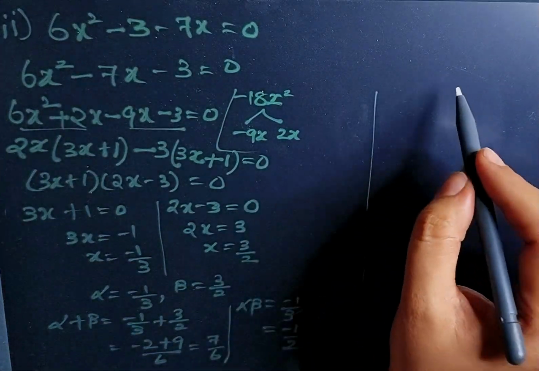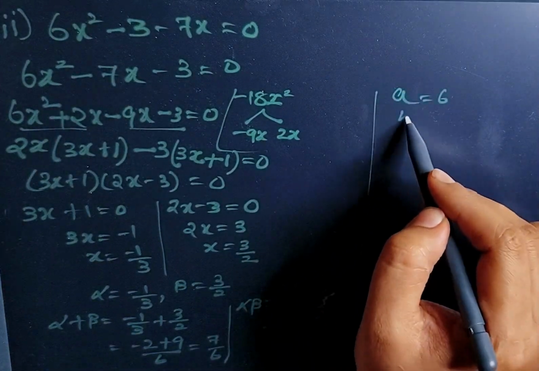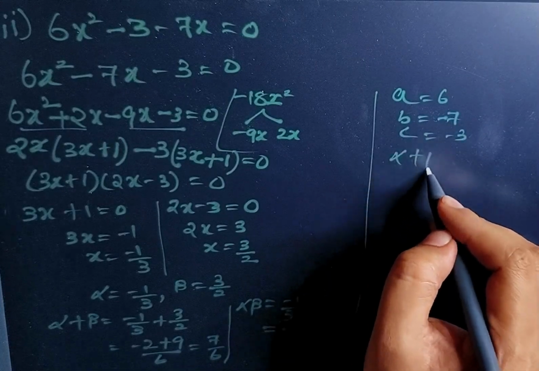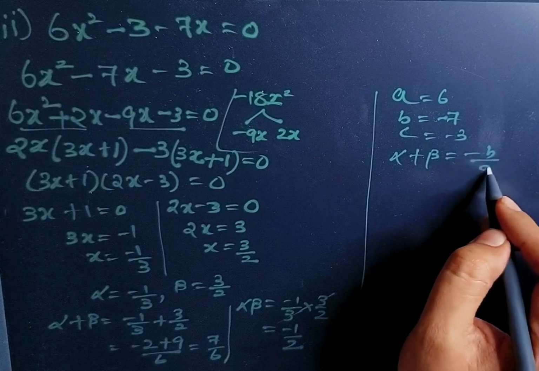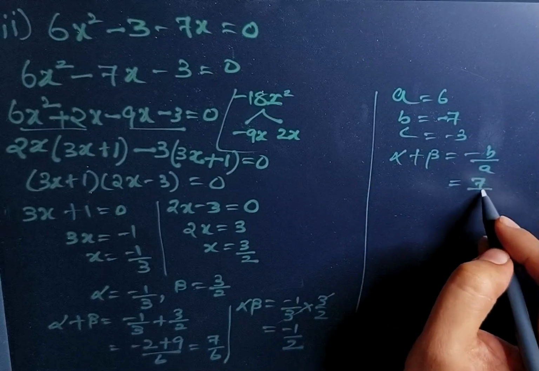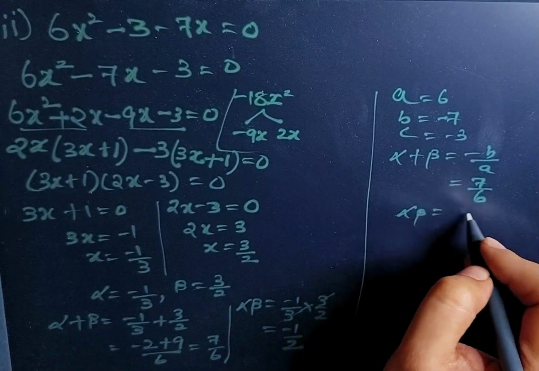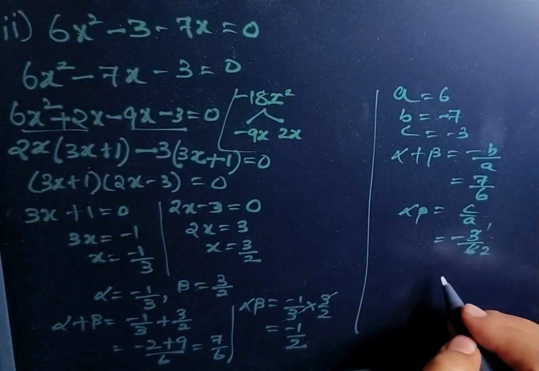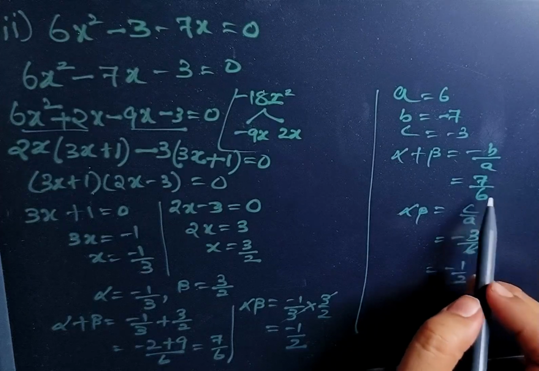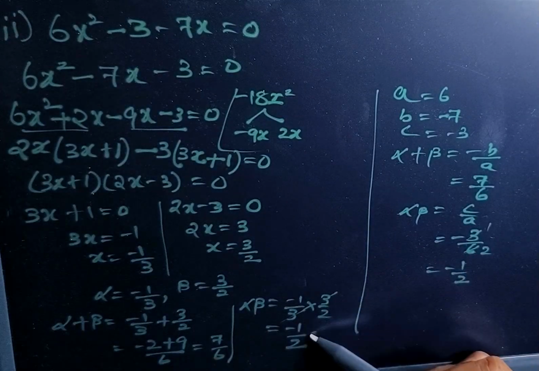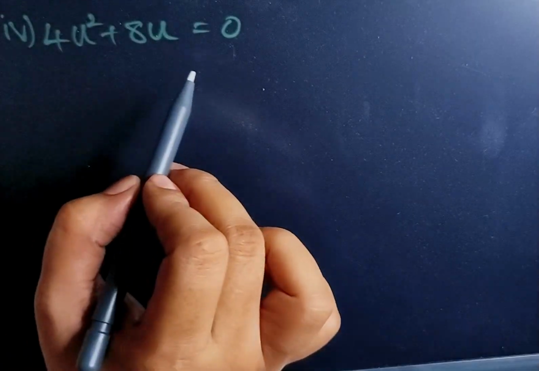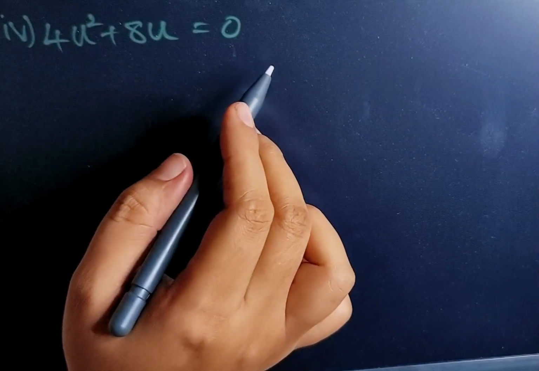Then by coefficient method, A is 6, B is minus 7, C is minus 3. Formula for alpha plus beta is minus B by A. So minus of minus 7 by 6, plus 7 by 6. Alpha beta is C by A, that is minus 3 by 6, 1 and 2. So minus 1 by 2. If you check the values, 7 by 6, 7 by 6, minus 1 by 2, minus 1 by 2. The relationship is verified.